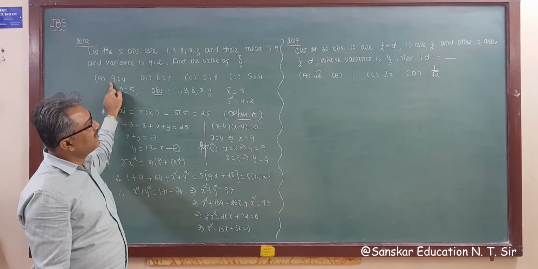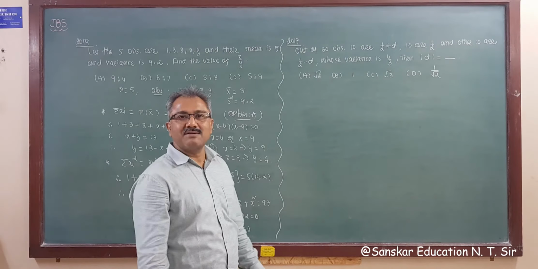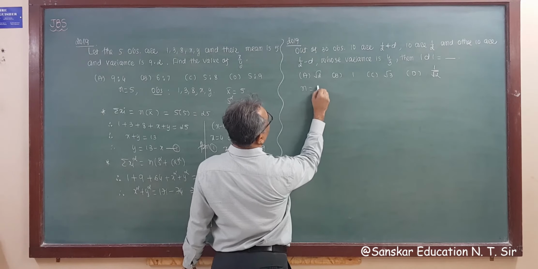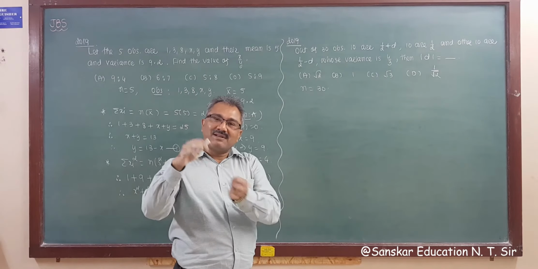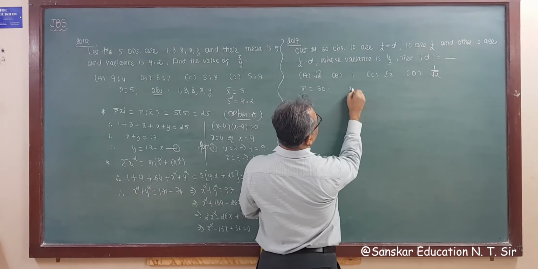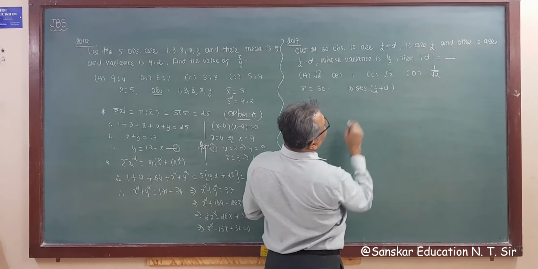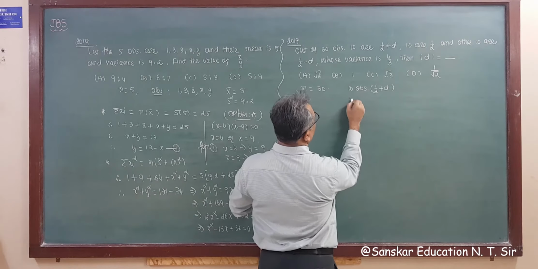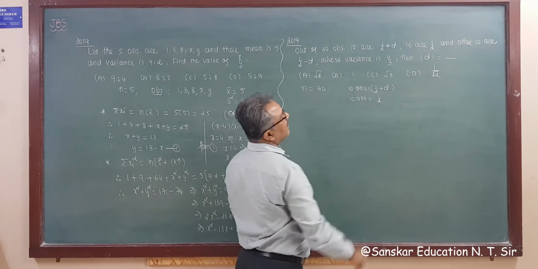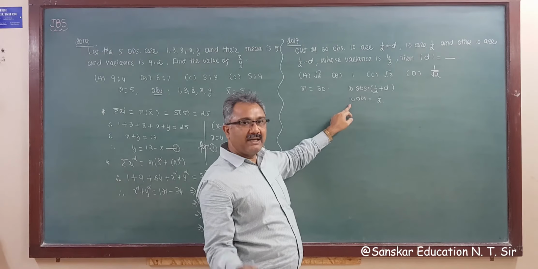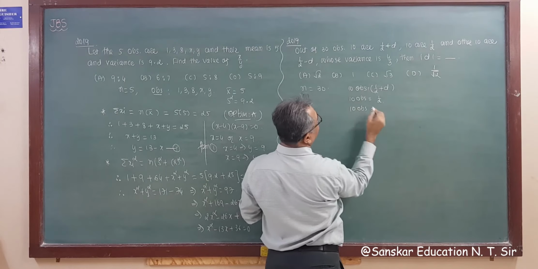Now second one. Question from 2019 exam. Out of 30 observations, so n is 30. 10 observations are half plus d, that is half plus d, half plus d, 10 times. Then another 10 are half. And another 10 observations are given half minus d.